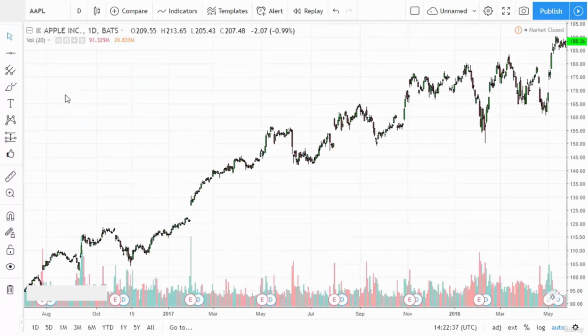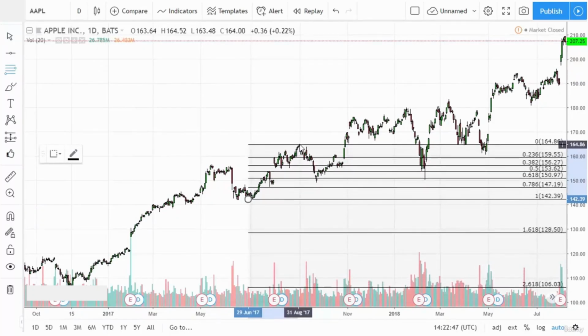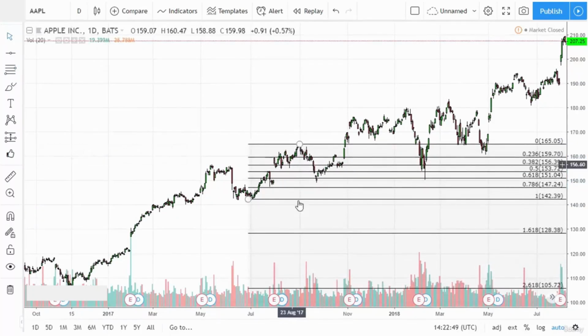There are some people out there that will use just Fibonacci. I don't think that's the best use of it. I think it is something that you want to perhaps get involved with adding to some other form of analysis, like your support and resistance lines.